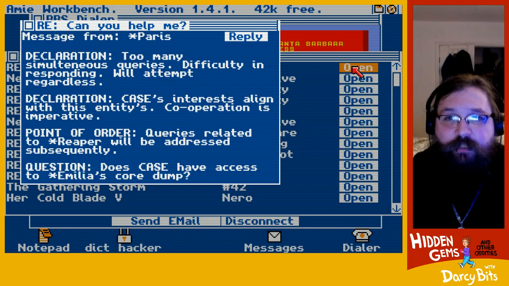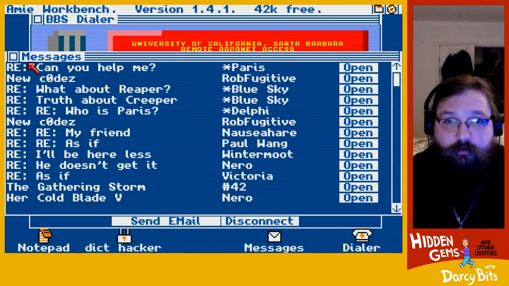Declaration. Too many simultaneous queries. Difficulty in responding. Will attempt regardless. Declaration. Case's interests align with this entity's. Cooperation is imperative. Point of order. Queries related to Reaper will be addressed subsequently. Question. Does Case have access to Amelia's core dump?